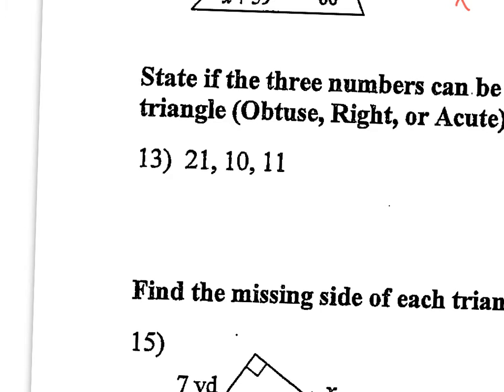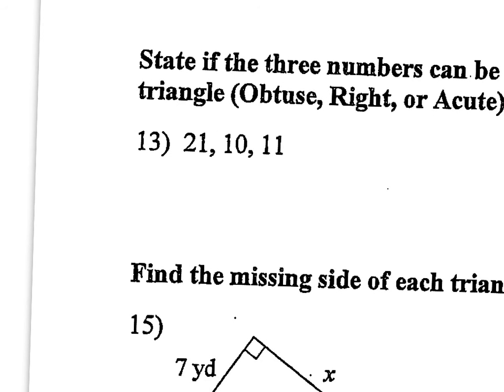In this problem, the question is if you could have a triangle with side lengths of 21, 10, and 11. So the reason why this is no is because it doesn't pass the triangle inequality theorem. If I add up the 2 smallest sides, 10 plus 11, then that's 21. And 21 is not larger than the largest side, 21. So therefore, no, you cannot create a triangle with those side lengths.